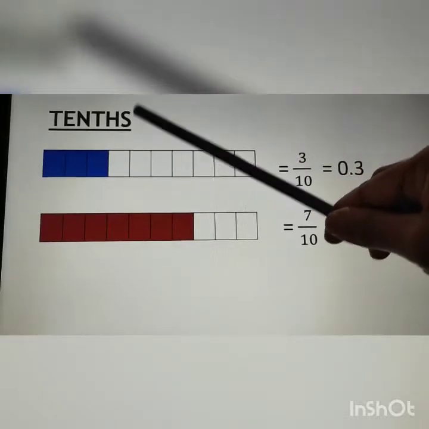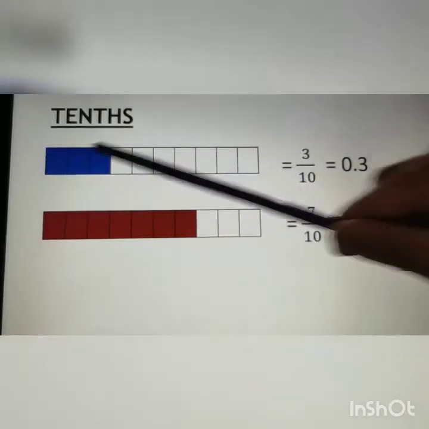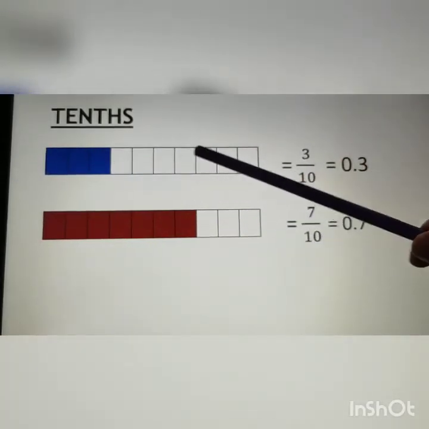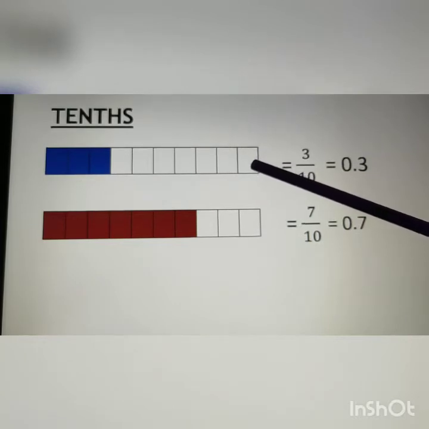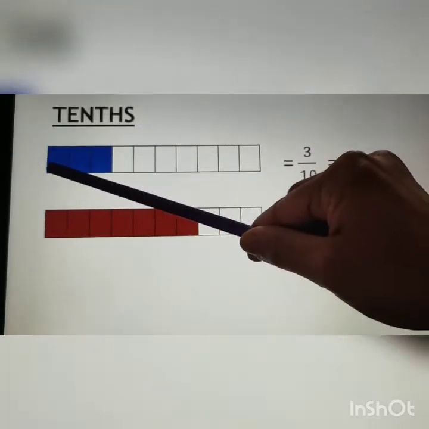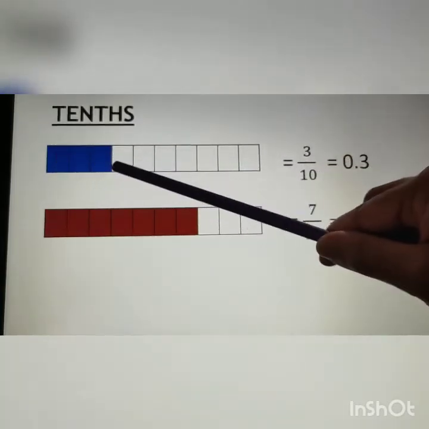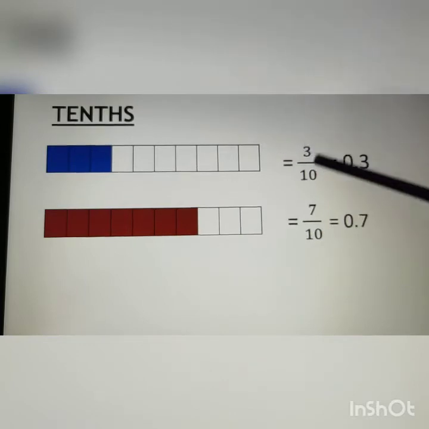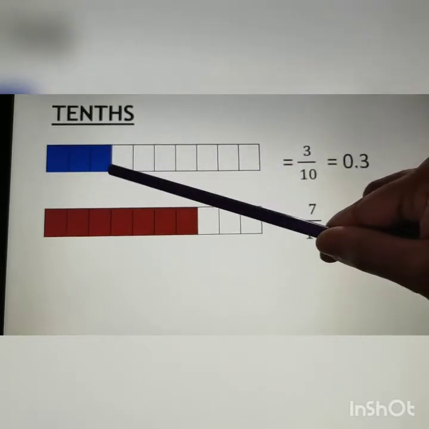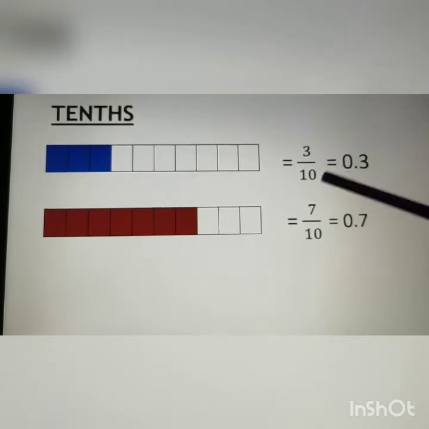Next is tenths. Consider a rectangular bar which is divided into 10 equal parts. 1, 2, 3, 4, 5, 6, 7, 8, 9, 10. You have already studied in the fraction chapter that since it is divided into 10 equal parts, each part represents 1 upon 10. And out of these 10 parts, 3 are shaded. So 3 upon 10 will be the representation of this bar. We know 3 upon 10 we can write as 0.3.